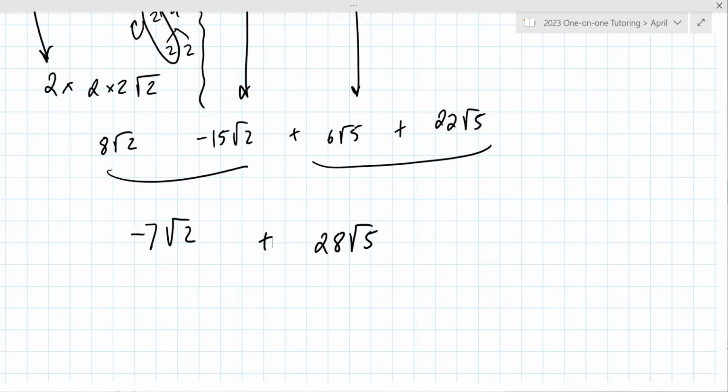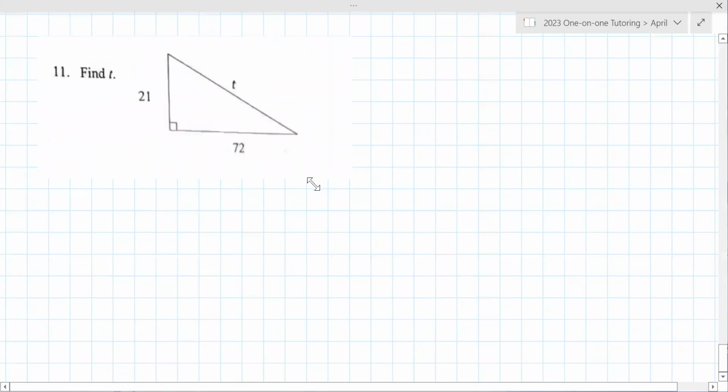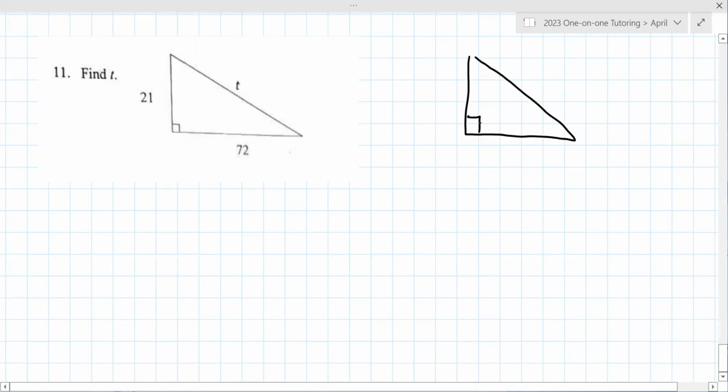Yeah. So starting at 11 is stuff you're going to see in geometry, but in the middle to later part of the year. And I guess they're just previewing it. So what we've got here, and you probably saw this in class, is the Pythagorean theorem. Have you heard of that before? A squared plus B squared equals C squared.